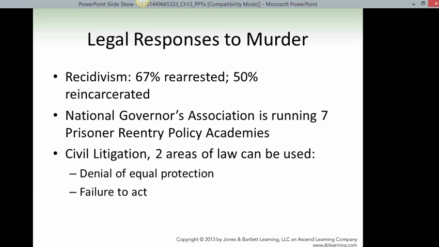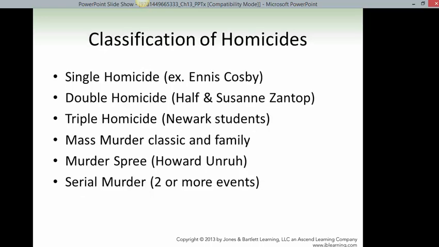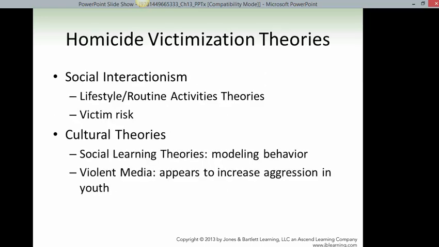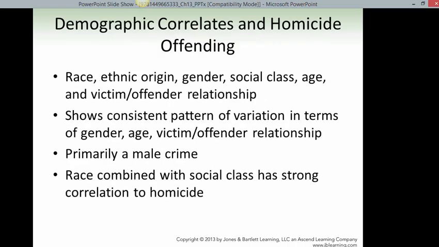Civil litigation, 2 areas of law can be used: denial of equal protection or failure to act. Classification of homicides: single homicide, double homicide, triple homicide, mass murder classic and family, murder spree, serial murder. Homicide victimization theories. Social interactionism includes lifestyle routine activity theories and victim risk theories. Cultural theories include social learning theories, modeling behavior, and violent media appears to increase aggression in young people.